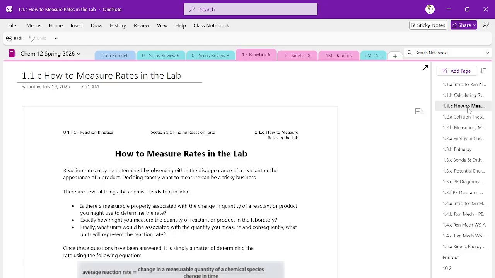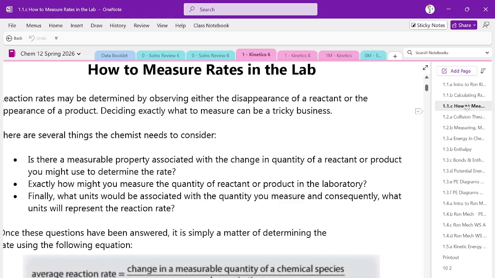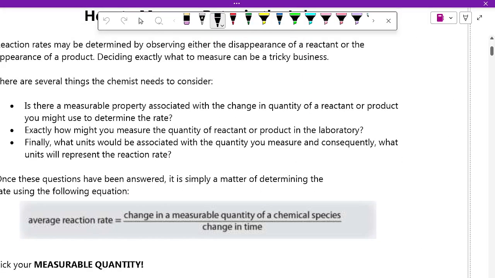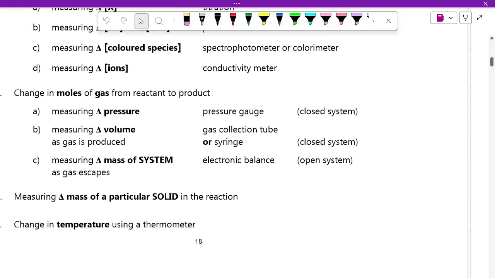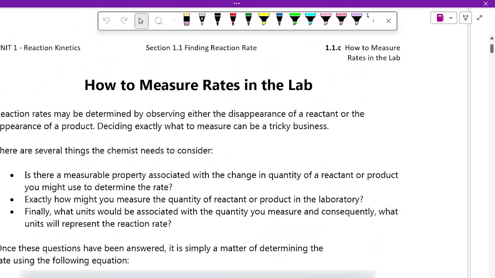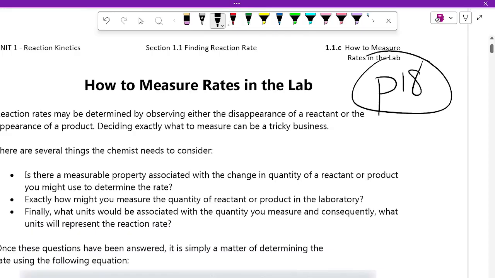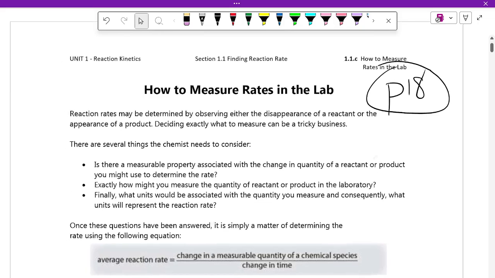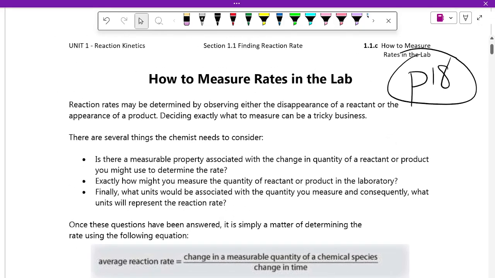And in the meantime, we are going to go on to 1.1c, which is actually a little bit of review of yesterday. This is on page 18. How to measure rates in the lab.